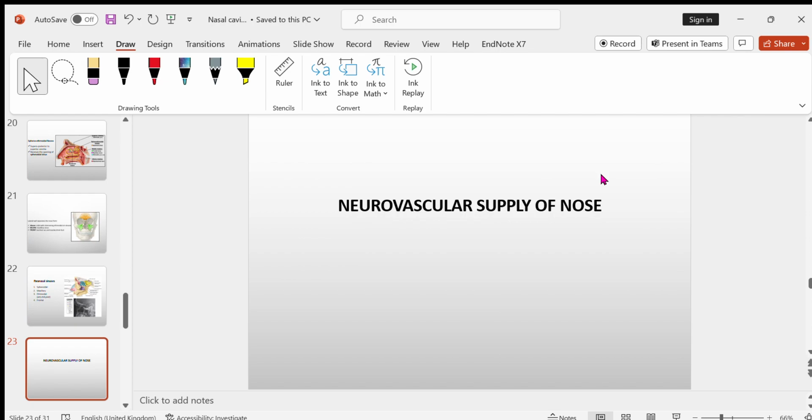Now, the neurovascular supply of the nose is very important. I'll tell you this neurovascular supply of the nose in the next lecture.